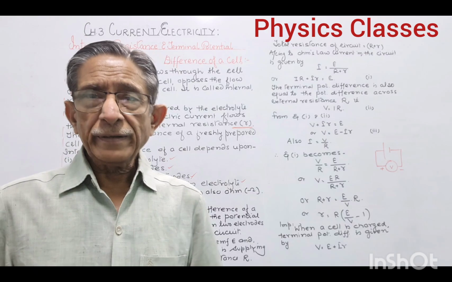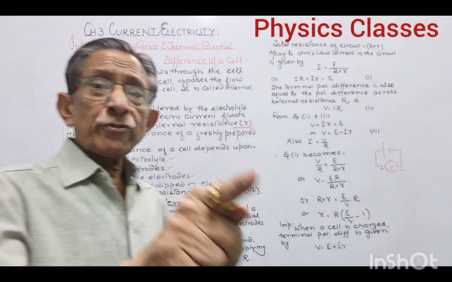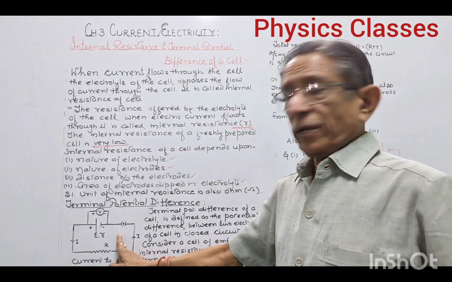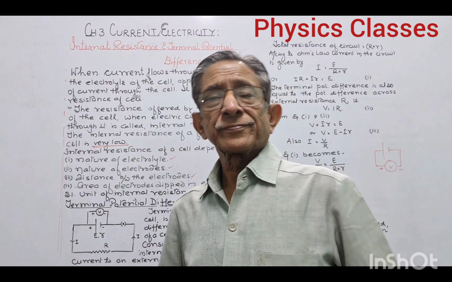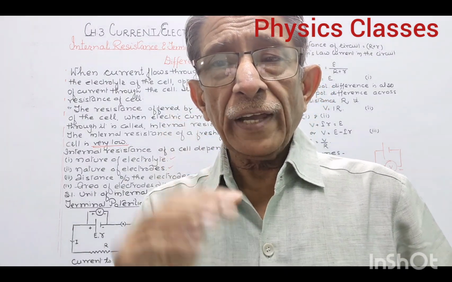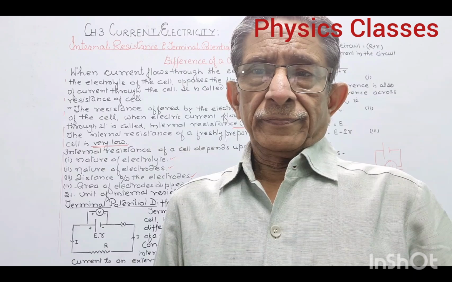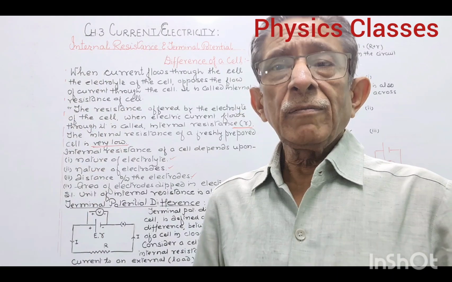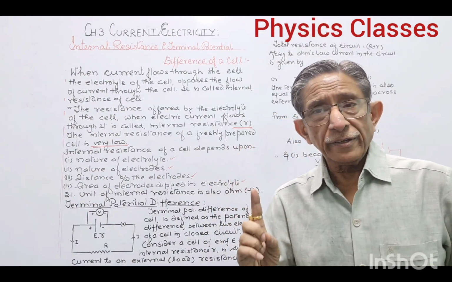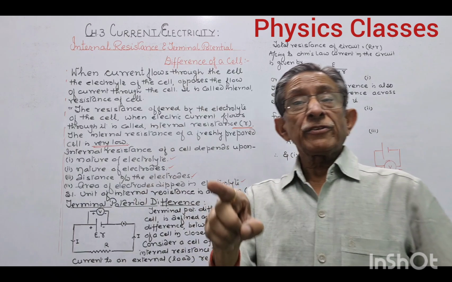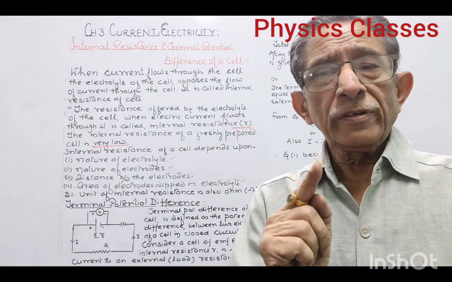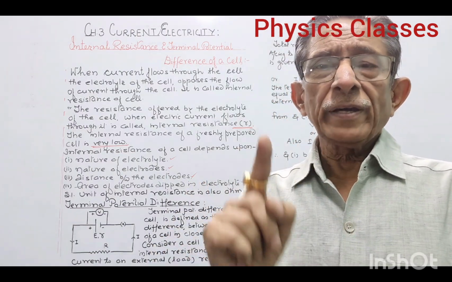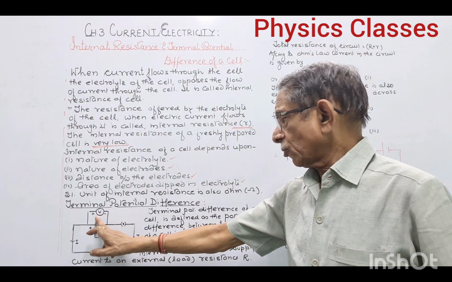But if a cell is in a closed circuit, meaning current is flowing through the cell, then the EMF of the cell will decrease, and the decreased value of EMF, students, is called terminal potential difference. Decreased value of EMF when current is drawn from the cell is called terminal potential difference. It is denoted by capital V.